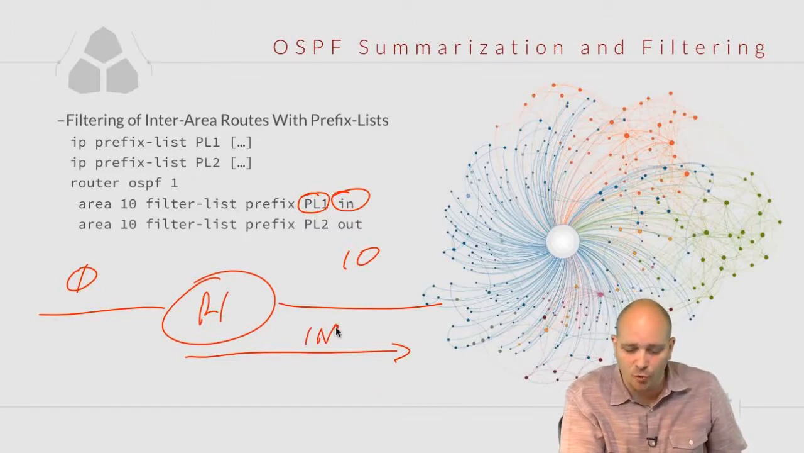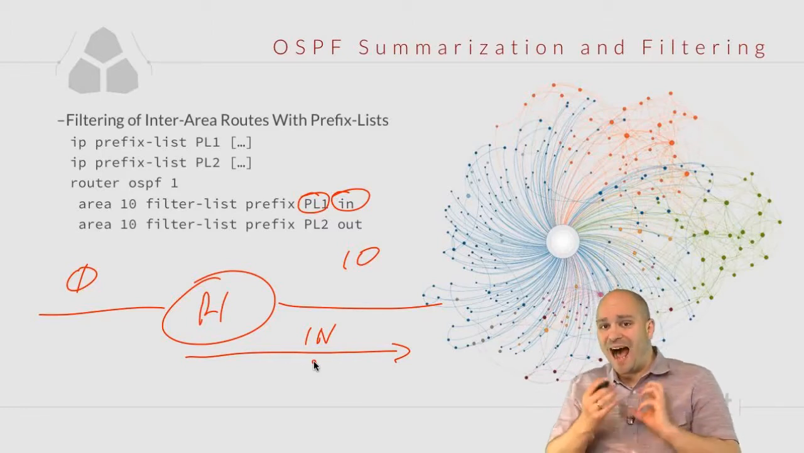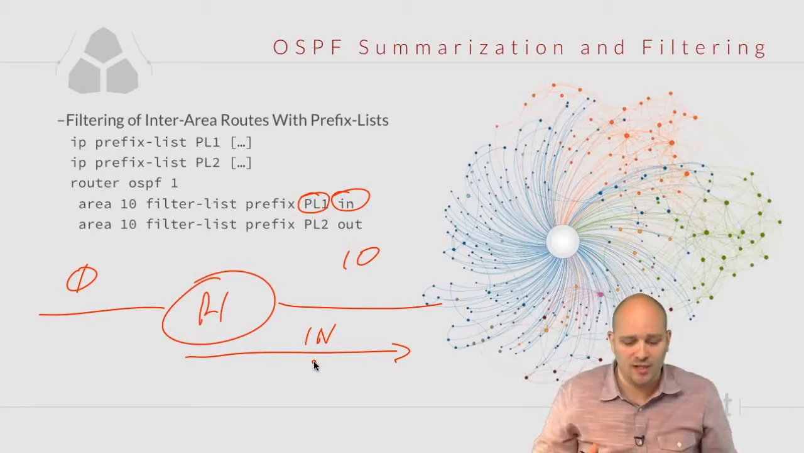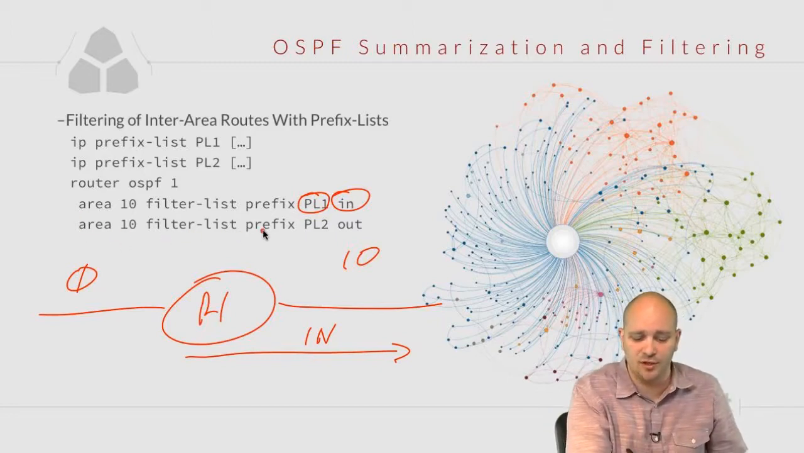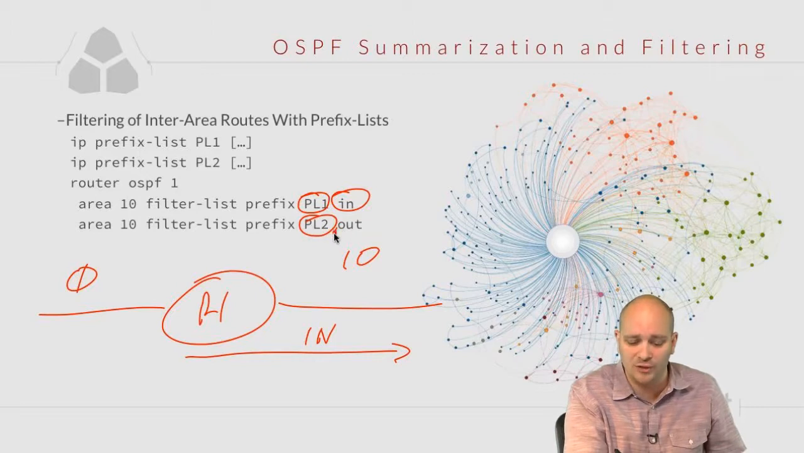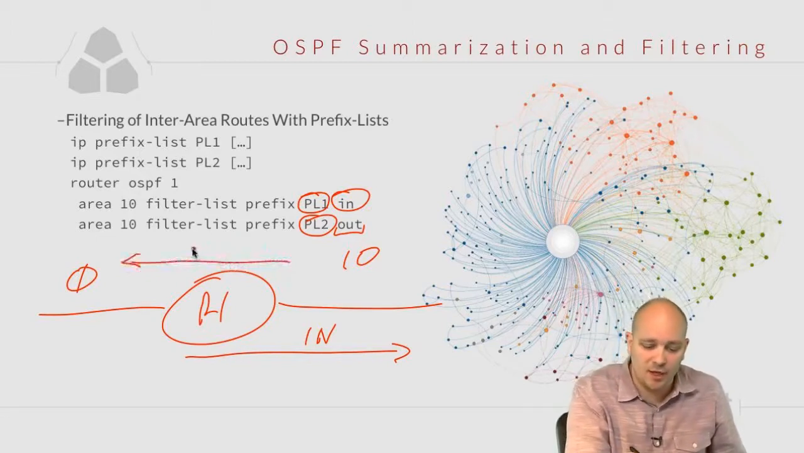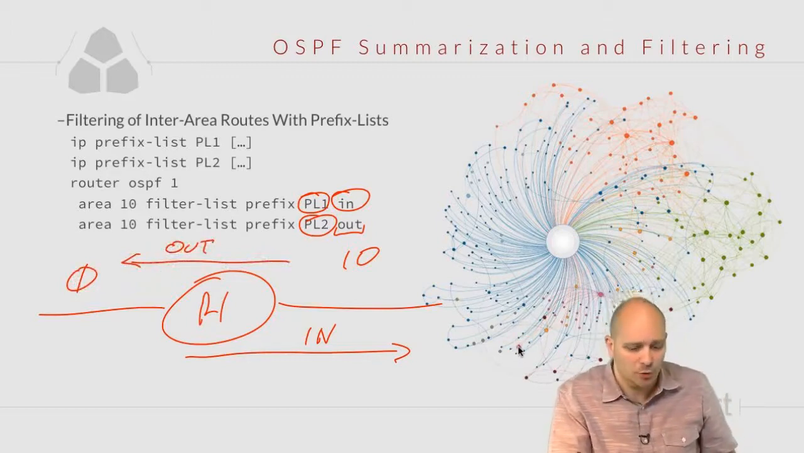So this would be for the in direction, not for the out. The routes are not being advertised out into the area 10. They are being injected in to the area 10. So this is going to be filtering the routes in that direction. Now, this second line here, area 10 filter list prefix PL2 out, is for the routes that are attempting to go out of area 10, which means that they are going to be injected into area 0. So this is going to be filtering the routes going out.